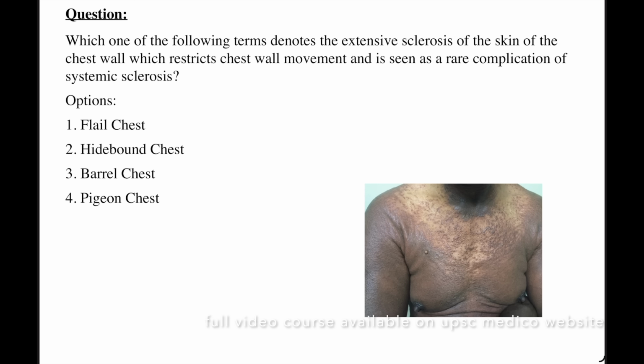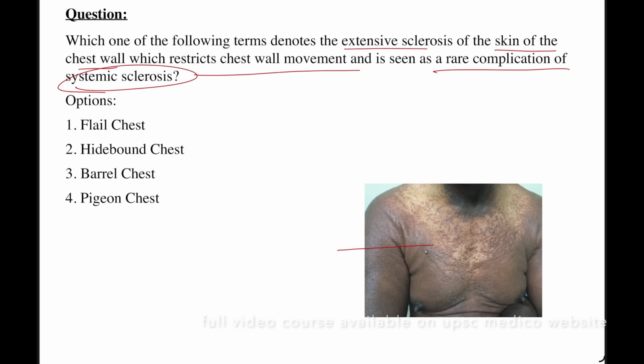Now next, which one of the following terms denotes the extensive sclerosis of the skin of the chest wall which restricts chest wall movement and is seen as a rare complication of systemic sclerosis? So in systemic sclerosis or sclerodactyly, the skin is so extensively sclerosed, it will not allow the chest to recoil or expand. So this condition is known as hide-bound chest.